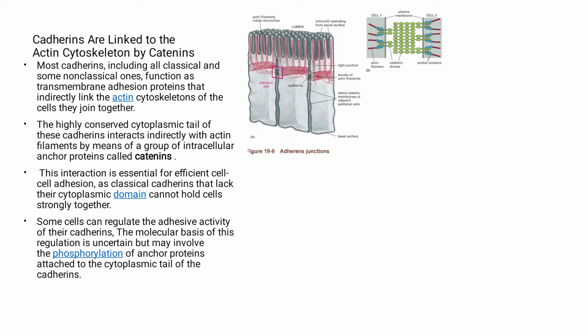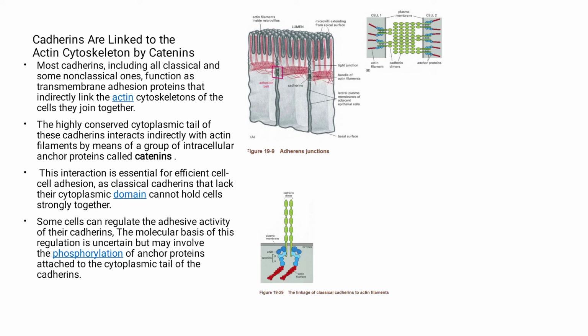Some cells also can regulate the adhesive activity of their cadherins. This regulation may be important for the cellular rearrangements that occur within epithelia when these cell sheets change their shape and organization during animal development. The molecular basis of this regulation is uncertain but may involve the phosphorylation of anchor proteins attached to the cytoplasmic tail of the cadherin.